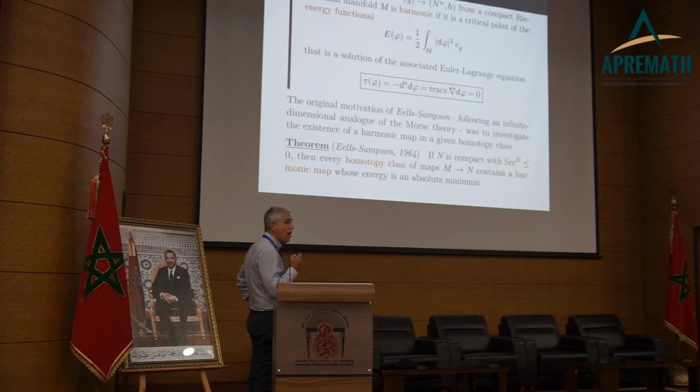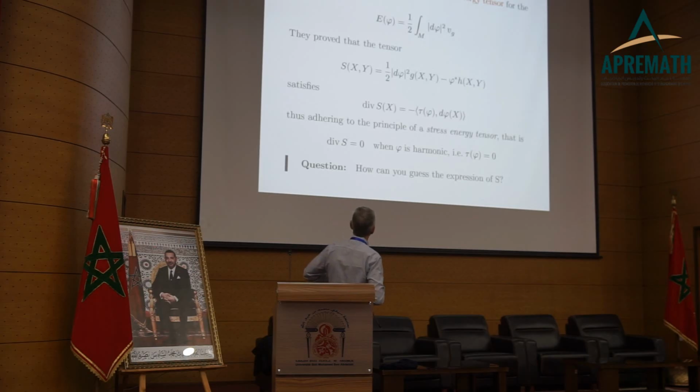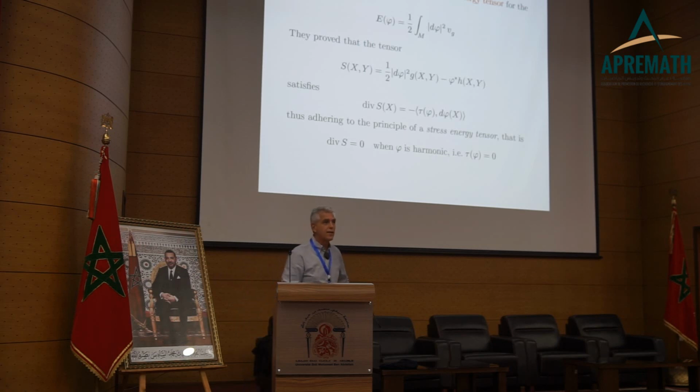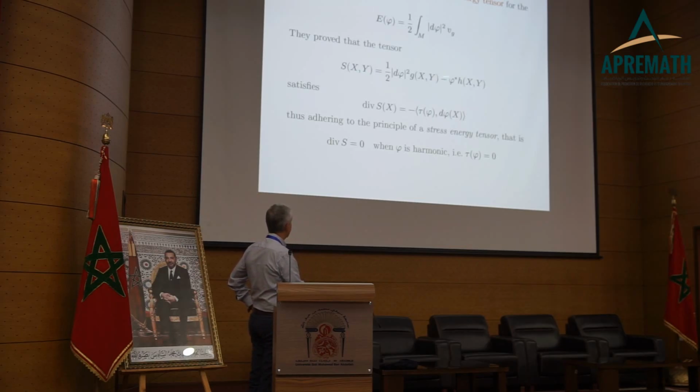Okay, so how can we try now to construct the stress-energy tensor for the energy? I want now to try to follow what I've told you in the first slide, about Hilbert's principle, and try to see what happens when we consider as a variational problem the energy. And this was done in 1982 by Baird and Eells, and they actually discovered that the stress-energy tensor is the one that you can see in the middle of the slide, this one.